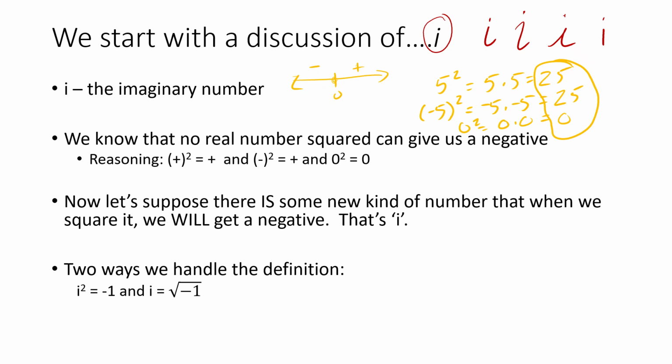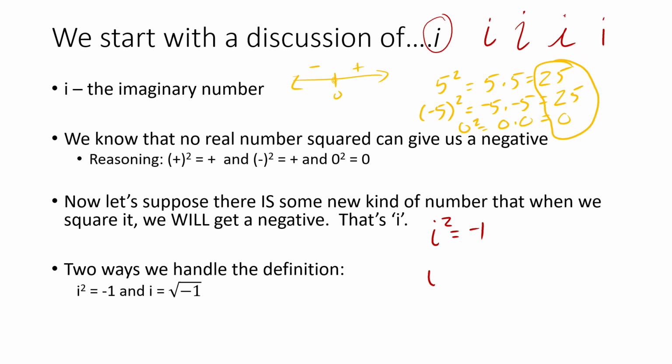Now, there are two ways we handle the definition. This is one definition. It's just written two ways. So you can see the definition written as squaring. So i squared is equal to -1. Okay, so that's the first way that we think of it.